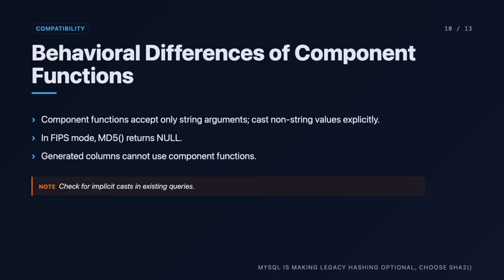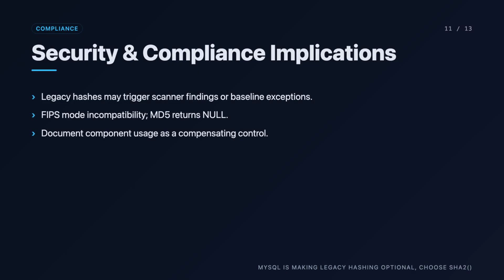When you enable the legacy hashing component, be aware that it only works on string inputs and will return null for MD5 when FIPS mode is active. Also remember that generated columns still reject these functions. Re-enabling MD5 or SHA1 can raise audit flags. In FIPS environments, the functions return null, so you must document why the legacy component is needed and plan its eventual removal to avoid compliance issues.